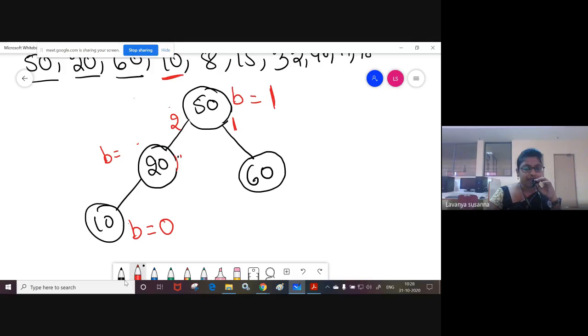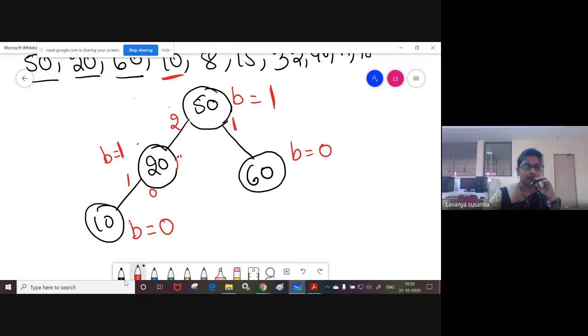For 20, the left subtree height is 1, there is only one link. Right subtree, there is no right child, so 0. 1 minus 0, 1. For 60 it will be 0 only, because 60 is a leaf node. See here whether the tree is balanced or not. The balancing factor must be 0, 1 or minus 1. Yes, this tree is balanced.